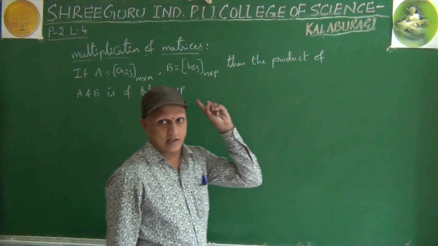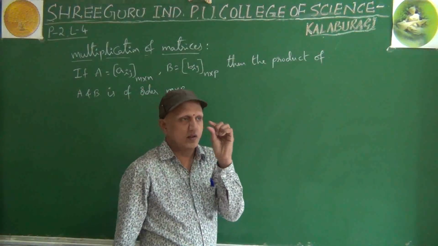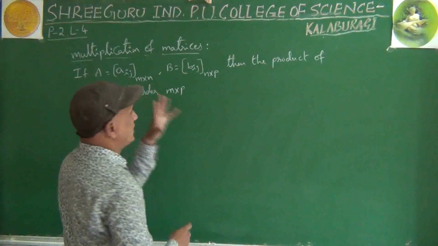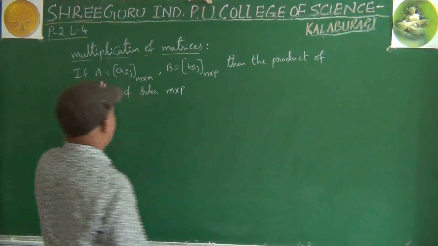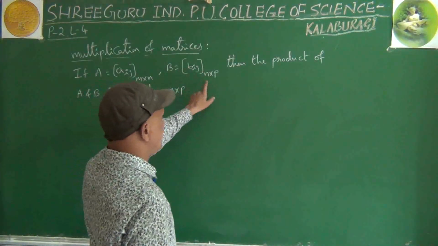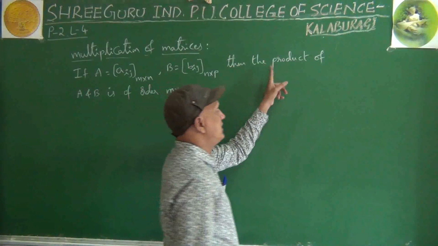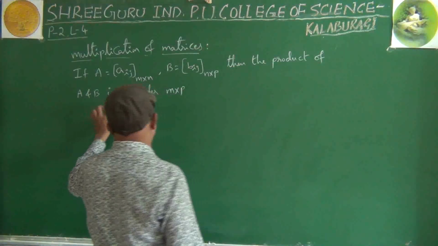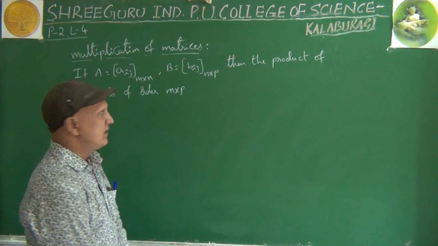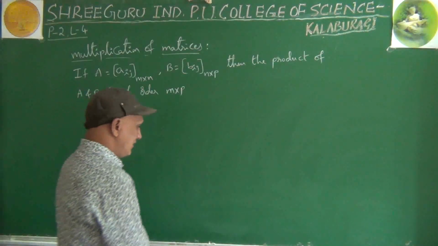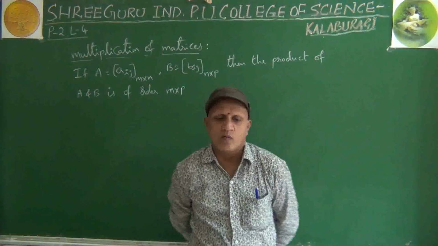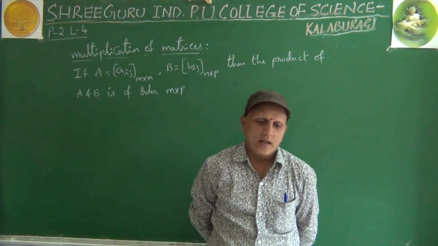That is scalar multiplication. Scalar means one number. Multiplying a matrix with one number. Here is the product of two matrices. Capital A equal to Aij, m by n matrix, capital B equal to Bij, n by p matrix. Then the product of A and B is of order m by p. Right? First condition, what we have to remember here. What is the first condition?